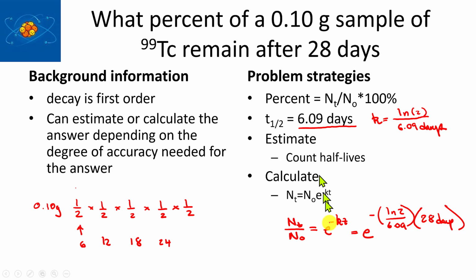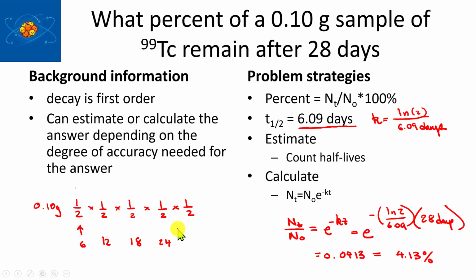So if I do that calculation, I'm going to get 0.0413 for N_t over N_0. This translates into 4.13%. Okay? So after 28 days, I should have 4.13% left. Now, I did put this little note here, right? This is the fraction, so to get percent, I just multiplied by 100. On the other hand, if I was ballparking it, right?